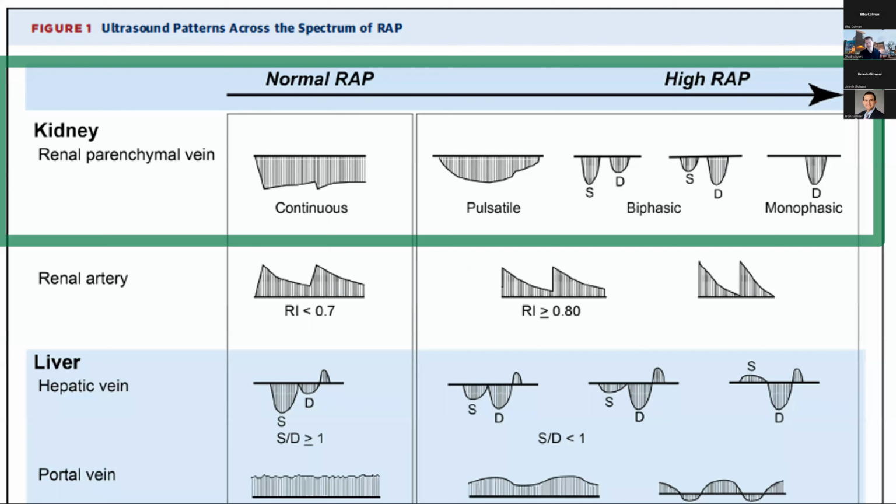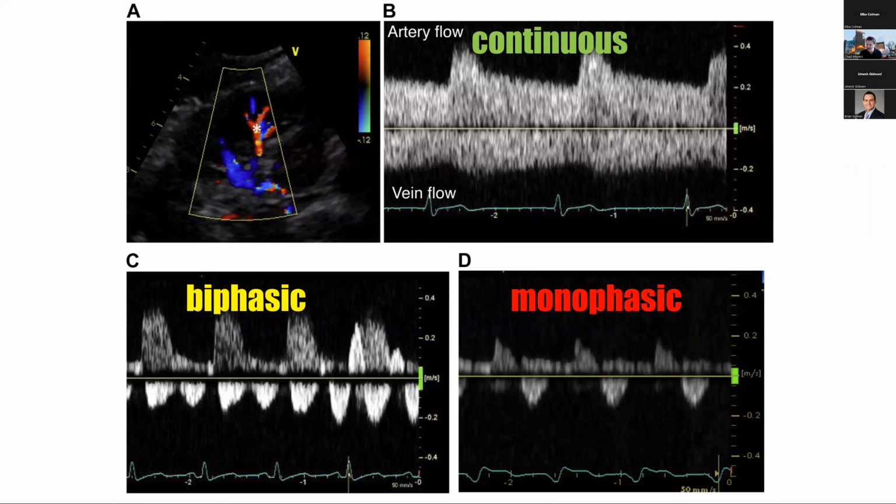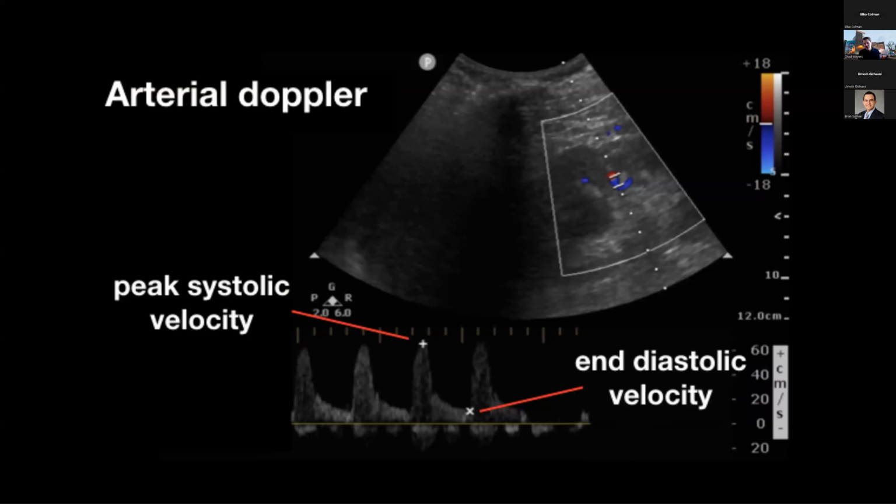Now, looking first at venous flow, you can see it's sort of a mix between the portal patterns and our hepatic patterns. Low pressure, you see continuous flow, and then it changes into a biphasic pattern, and then finally a monophasic pattern. Arterial flow, we're going to look at the relationship of systolic velocity and end-diastolic velocity.